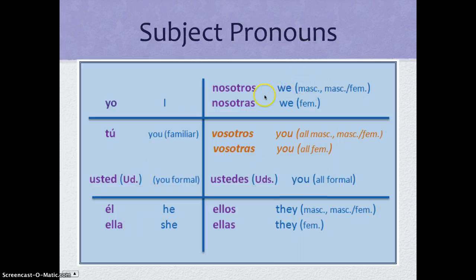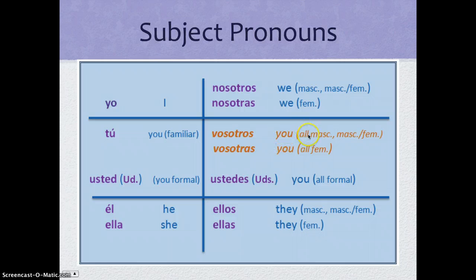To say we, and you're referring to a masculine group of people, you say nosotros. You say we, and you're referring to a masculine and feminine group, you say nosotros. To say we, and you're referring to just a feminine group, you say nosotras.